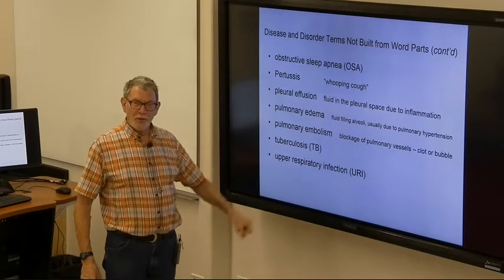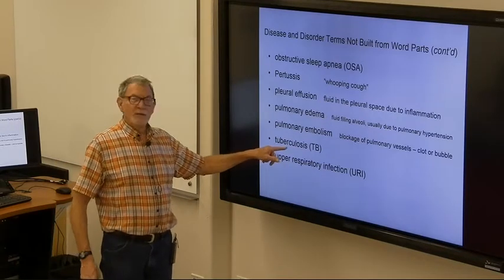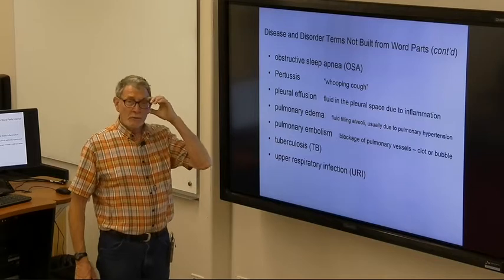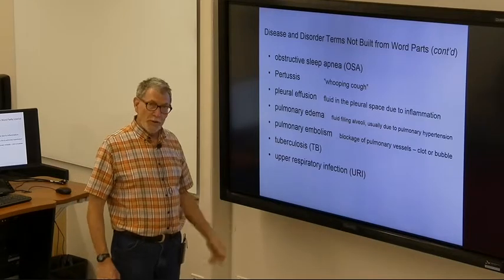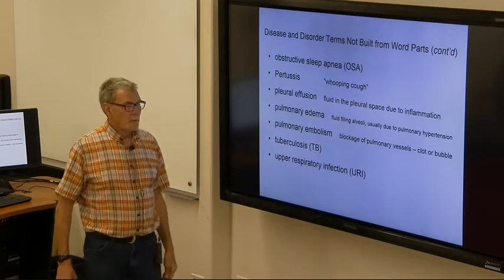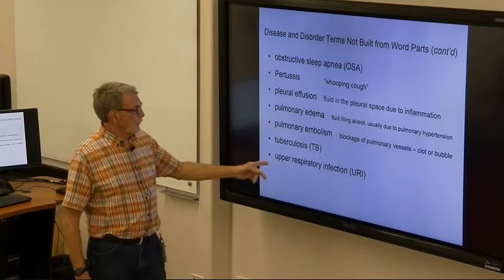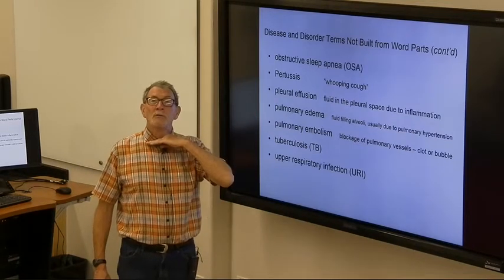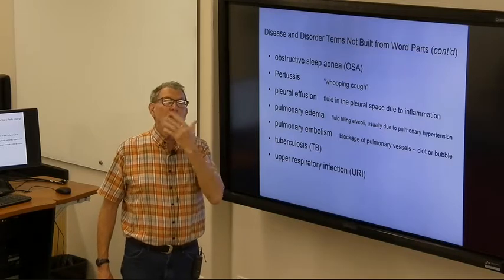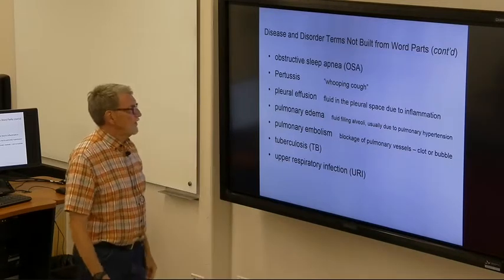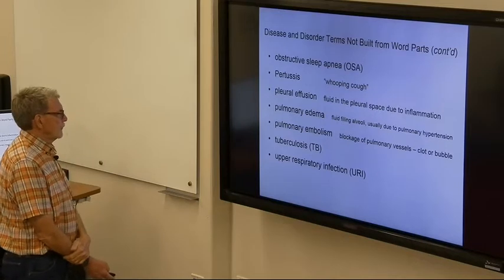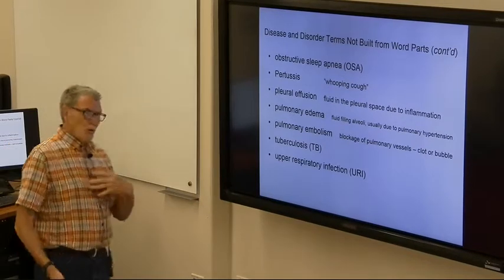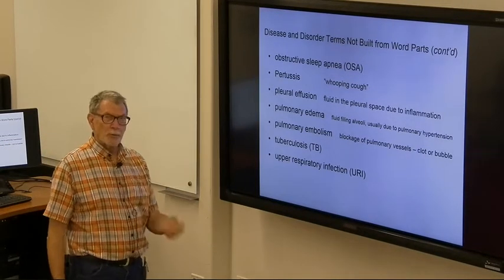Tuberculosis is a bacterial infection in the lungs, long-time killer. That's actually treatable nowadays. Upper respiratory infection is a URI. You're talking about from here up. Sore throat, lose your voice, runny nose, sneezing. If it gets into a chest cough, that's lower respiratory.